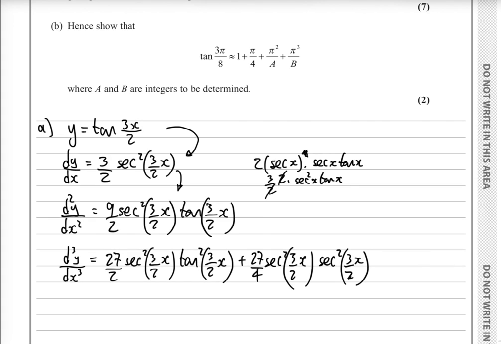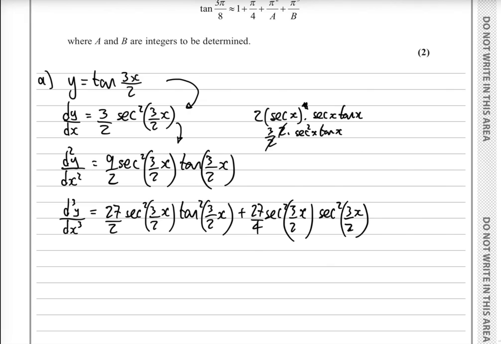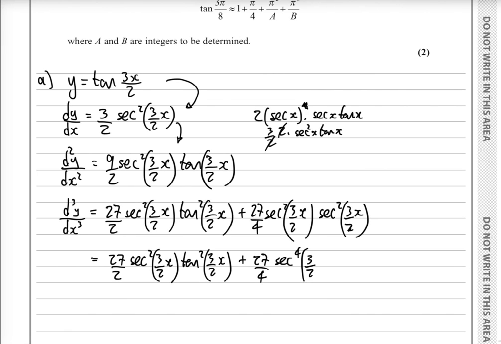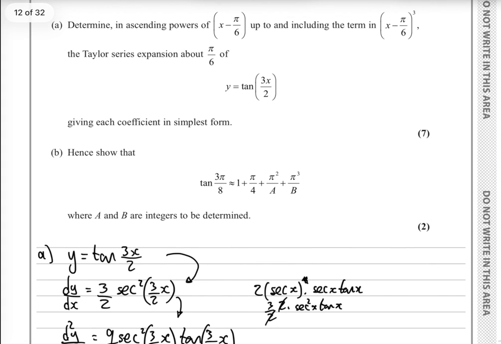Now that looks really horrible, but I'm quite happy that we've been able to use the derivatives we've done so far in the question to make that last one quite easy. Or perhaps easy is the wrong word there, maybe I mean quick. 27 over 2, secant squared 3 over 2x, tangent squared 3 over 2x, plus 27 over 4 secant to the power 4 3 over 2x. And there's the third derivative that we need, and we're trying to do it about pi by 6.